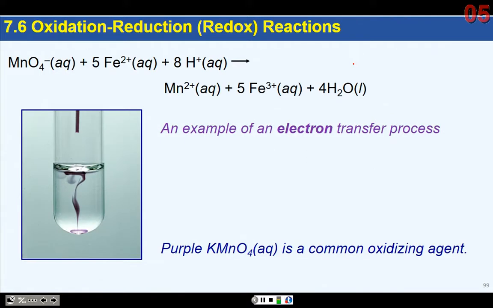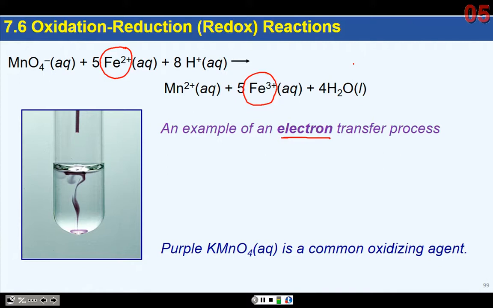Another example of a reaction that's entirely more complex shows the permanganate anion and its reaction with iron and acid to make manganese plus 2 ions and another form of ion as a result. If you look at this closely, you can see that the iron begins as a plus 2 cation and turns into a plus 3 cation. And so, yes, electrons are being transferred.